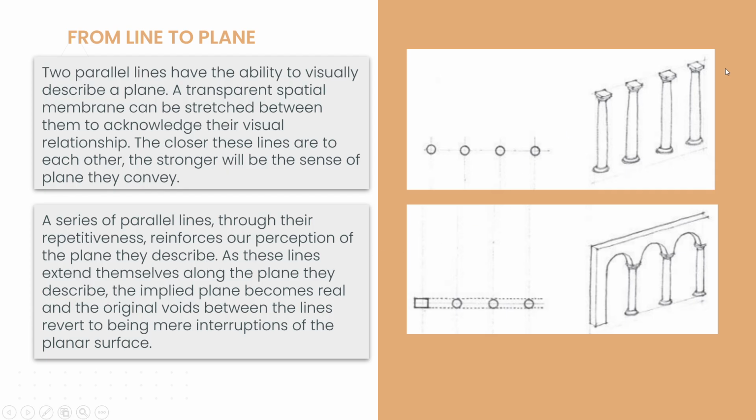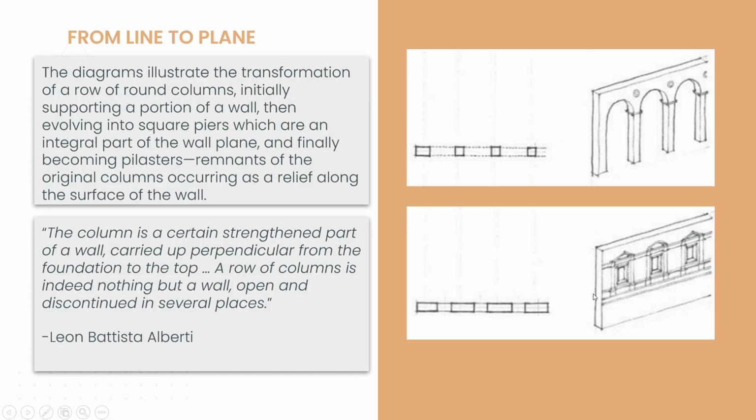Now with this series of columns, it looks like vertical lines, but we have this invisible or transparent spatial membrane that creates a rectangular shape. And also this one, if we put arcs above, then we create a plane. Same with this. If we have windows or fenestration or wall openings, we create a physical plane. And also with this one.